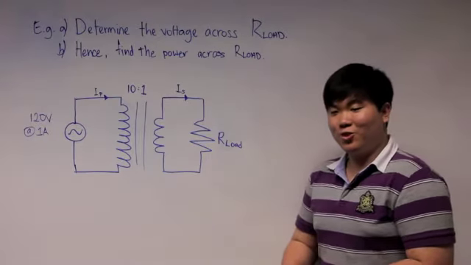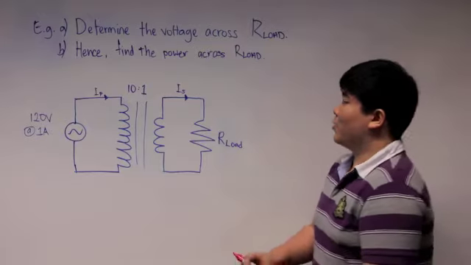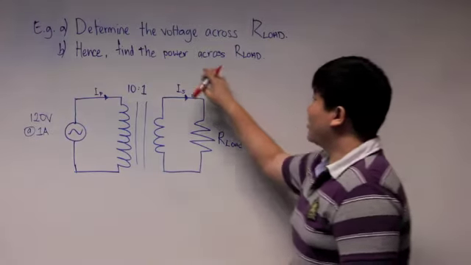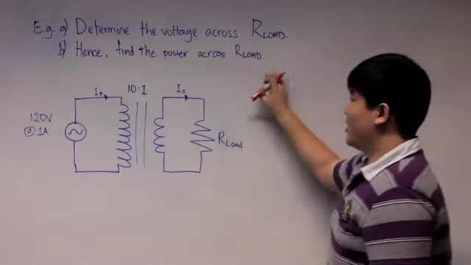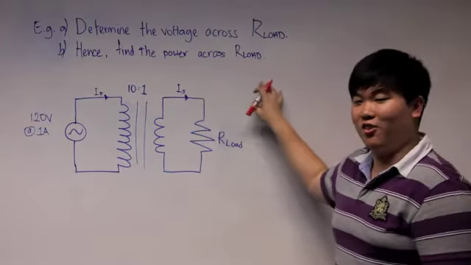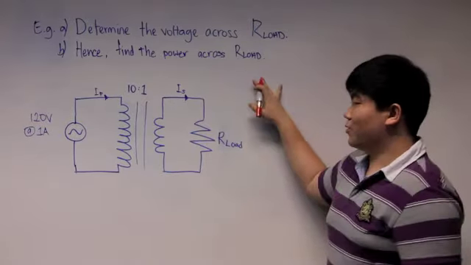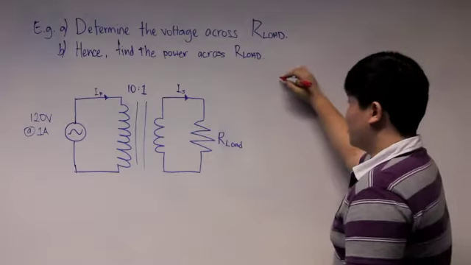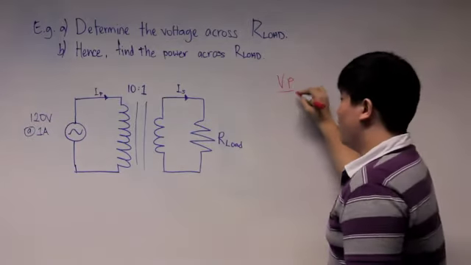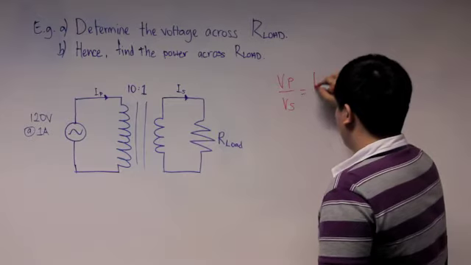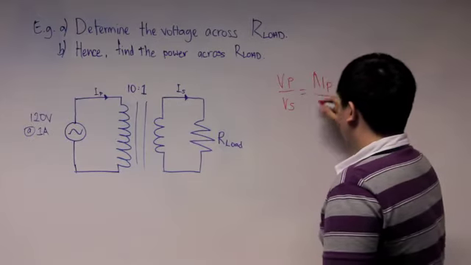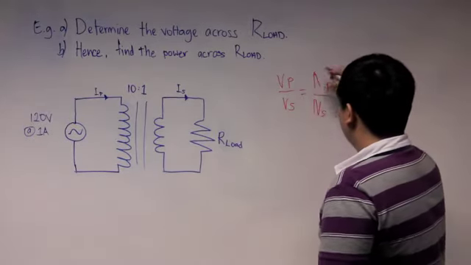From the equation that we learned just now, we are given this example. Determine the voltage across R load, and hence find the power across R load. First, we find the voltage across R load. The equation given just now was Vp over Vs equals Np over Ns.